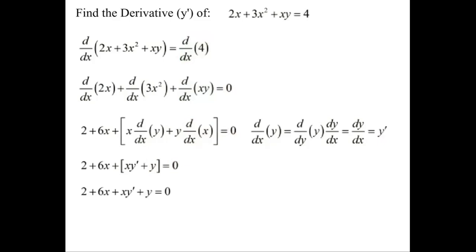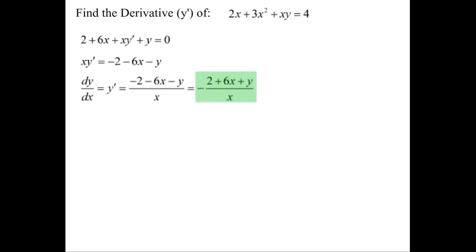And then now the next step, after we take derivatives, is to solve for y prime. So again, up to this point, it becomes a standard algebra 1 problem, where we have to solve for y prime. Subtracting 2, 6x, and y to the other side, we have the following. And dividing by x, we have that the final derivative, dy over dx, is going to be equal to the negative of 2 plus 6x plus y over x. And once again, the derivative is expressed in terms of y and x. Let's try the next one.